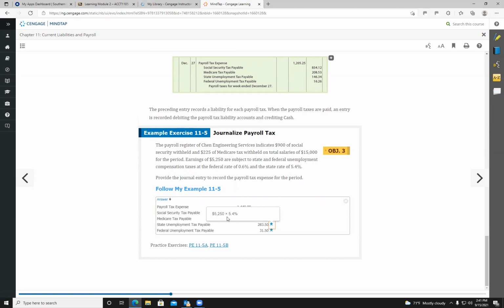So you see here, it told us only 5,250 of total salaries were subject to the federal and state compensation tax, unemployment compensation. So the state is at 5.4%, and the federal was at 0.6%. So when you record the Social Security, the Medicare, the state and federal unemployment taxes, you add that up, and that gives you your total payroll tax expense.